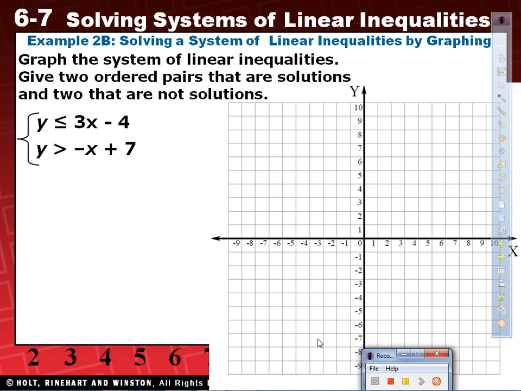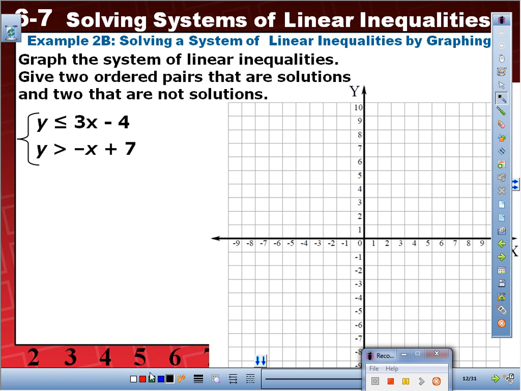So let's see. Step 1 says solve for y. Are they solved for y already? Yes. Are they in slope-intercept form already? Yes. So let's start graphing. I'm going to graph the top one in red. We need the y-intercept. You place your point.